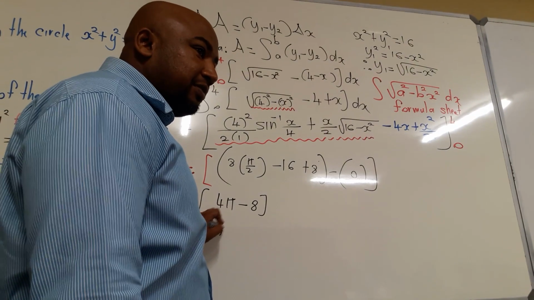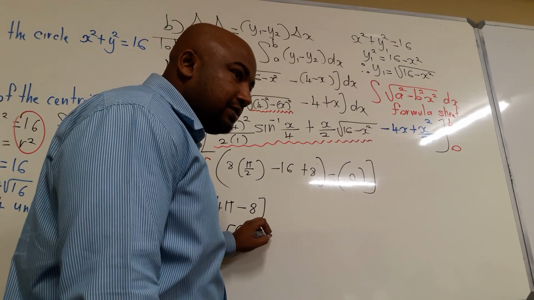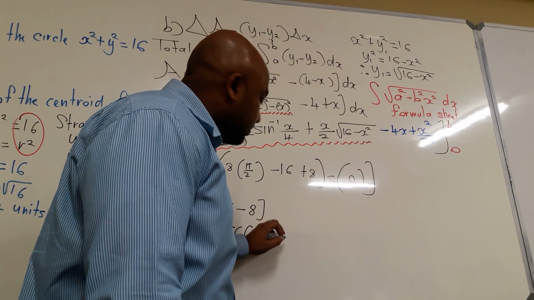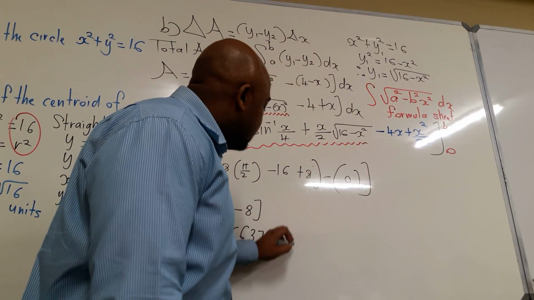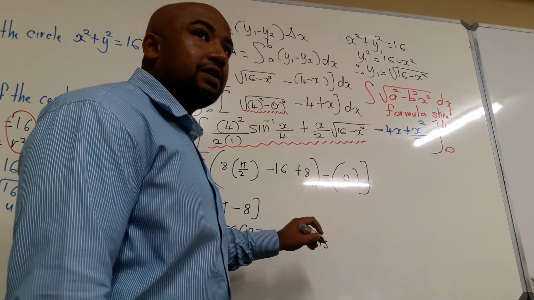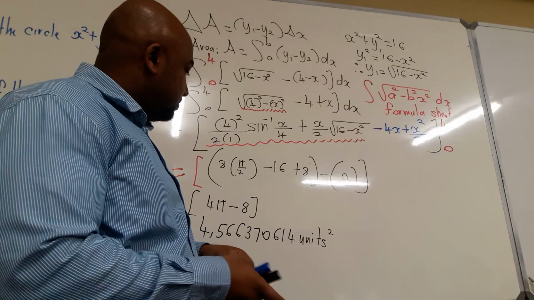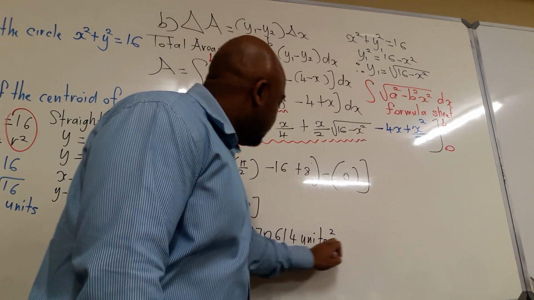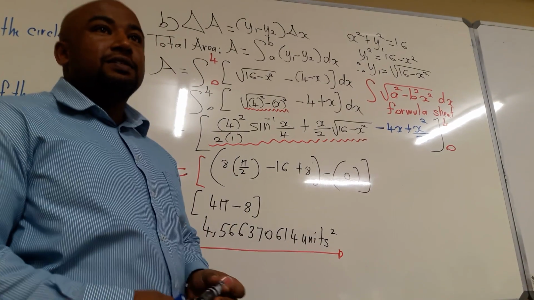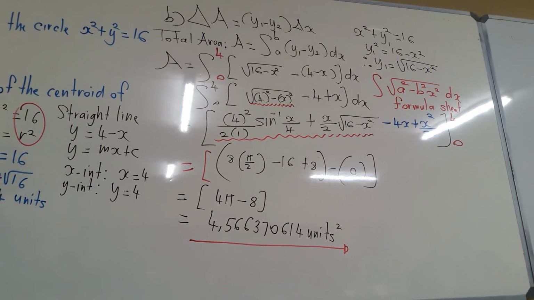Read out the full answer for me. 3.7614 units squared. Did we get that? Yes. Okay. Let's pause that now.